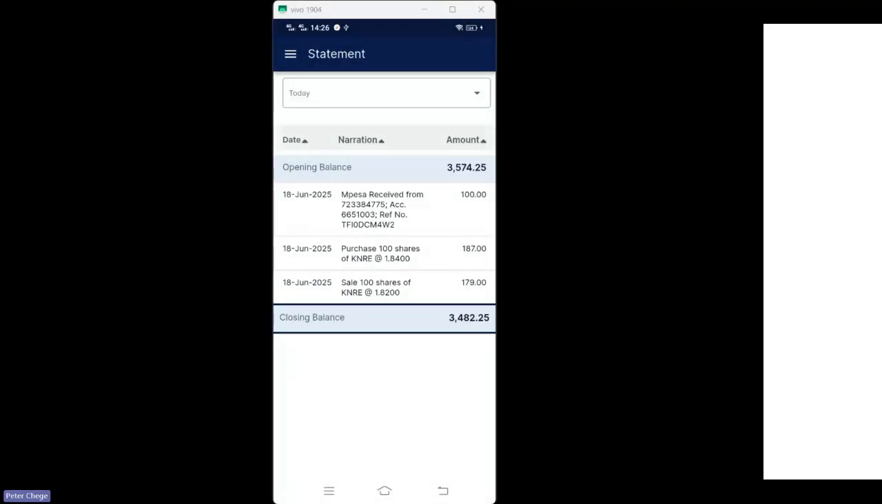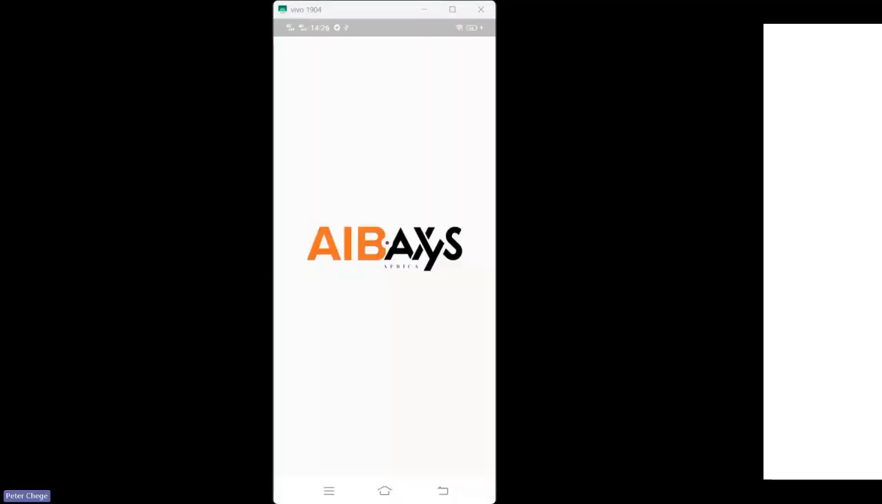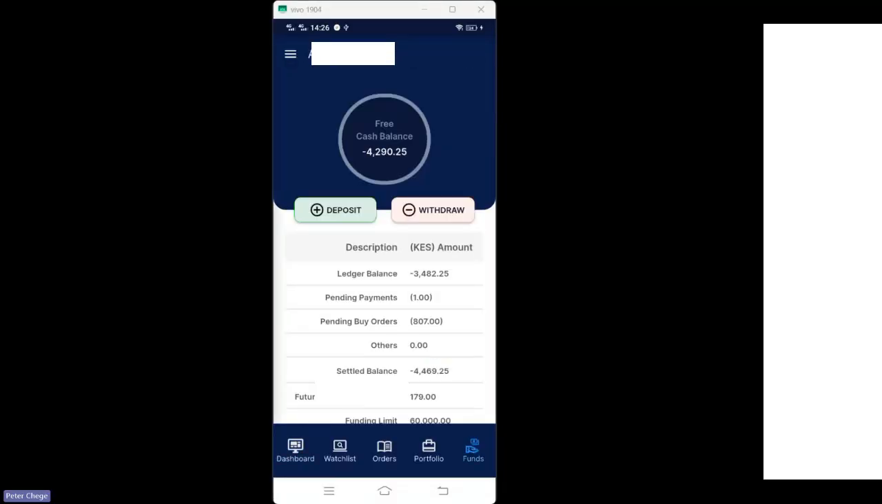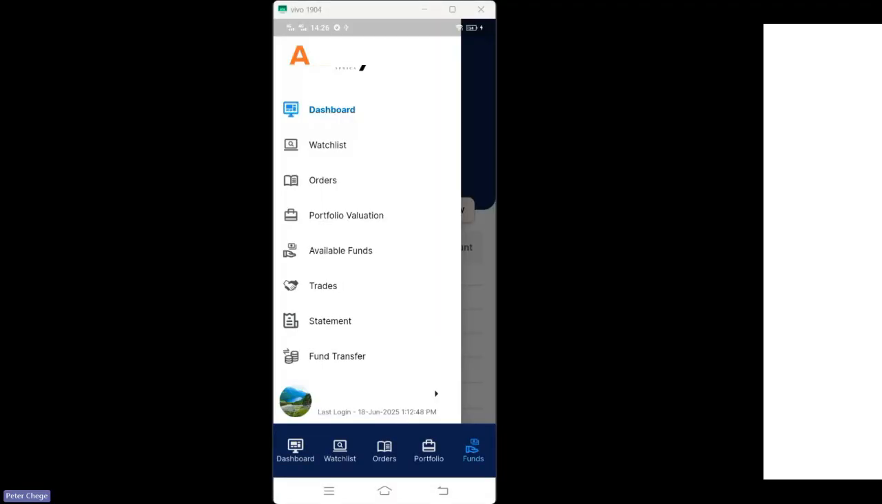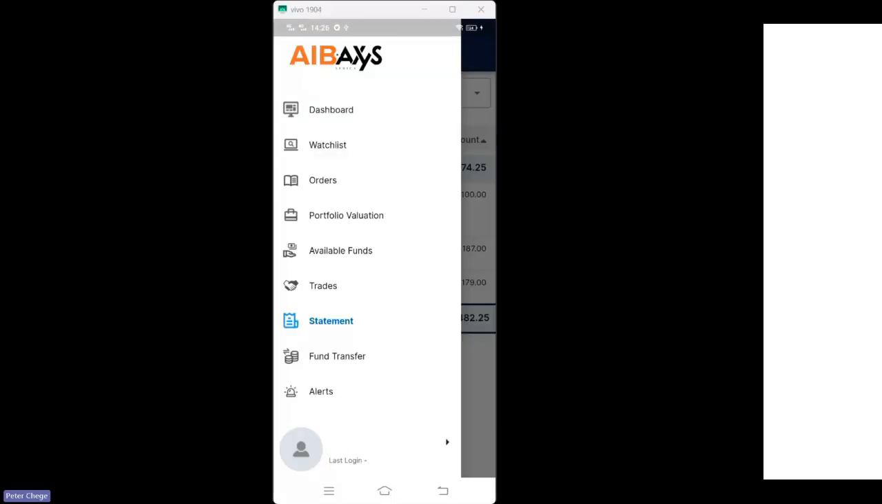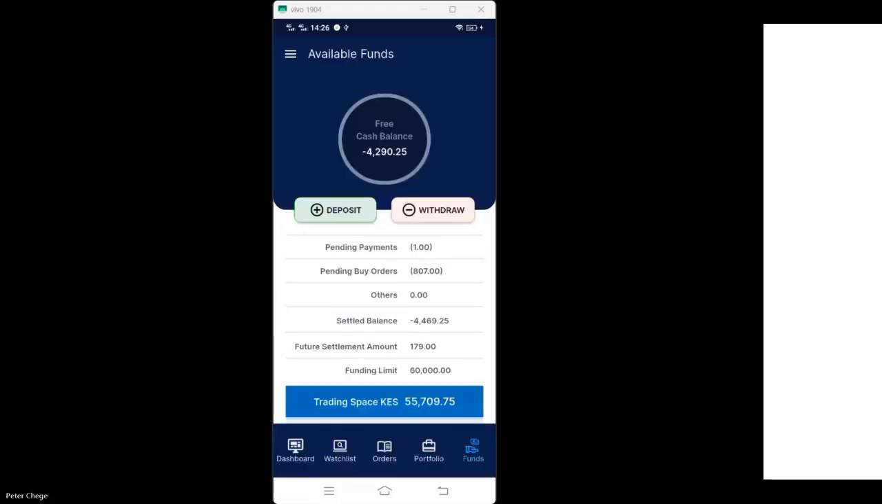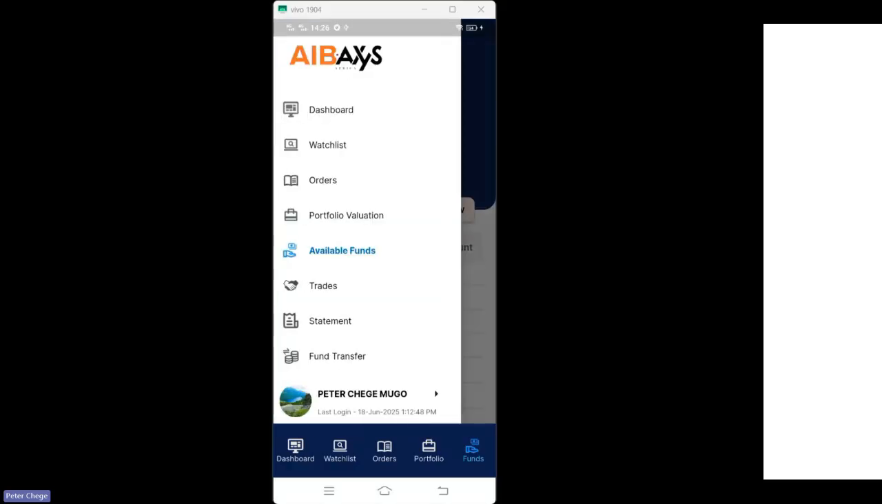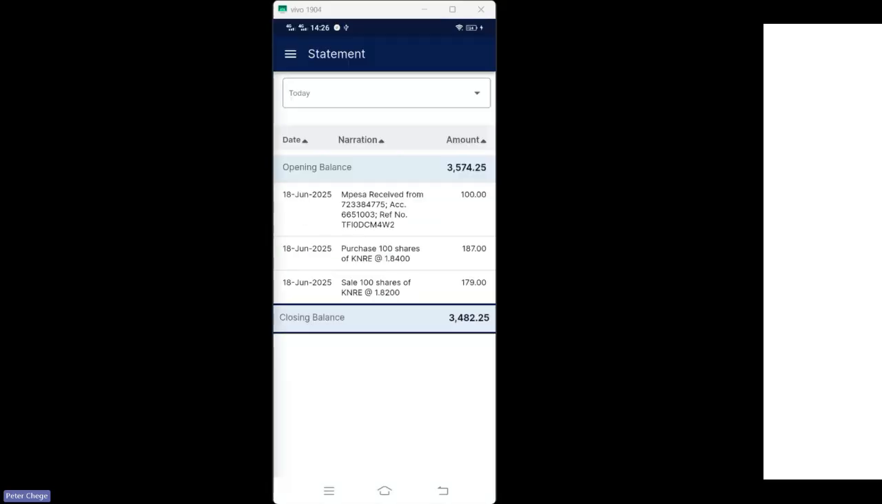Let's go back to funds. Let me go back to the app. Funds. Actually, it has gone up. Let's see. There is a trade that has not updated. So you go to available funds. Oh, that is free cash. Sorry, it's that 482. That's what I have in the statement. That 482, yes.